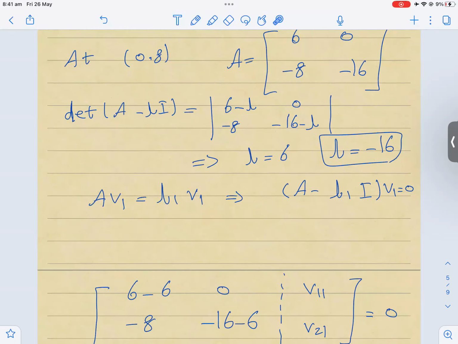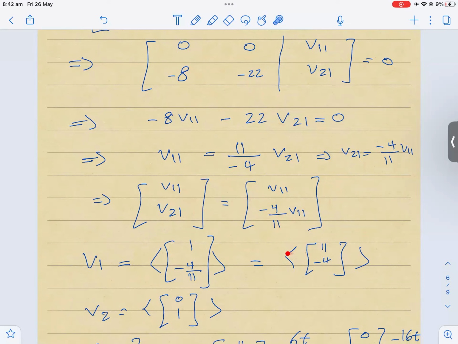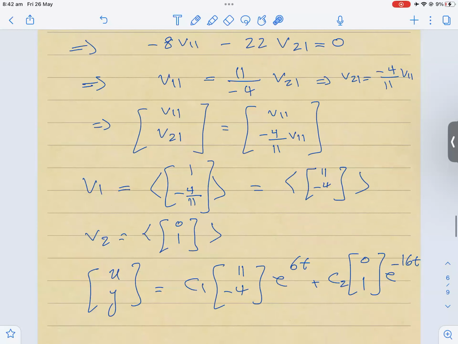Now I can find the eigenvectors sticking to the principal definition you see here, and I would like to find V1, whose elements are V1, V2. So I've got this 0, 0, -8. From here I did a couple of calculations for you. So V1 is (1, -4/11), and up to multiplication it's the same thing, so (11, -4). It's possible to obtain the second eigenvector, corresponding to the eigenvalue of -16. So I will get (0, 1).